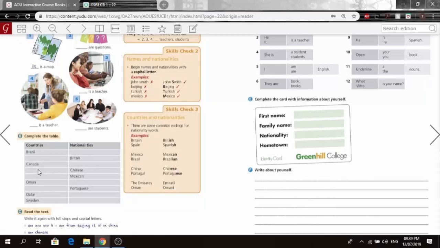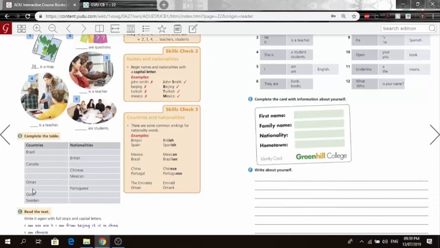Chinese, obviously the country is China. Mexican, the country is Mexico, and I bet you guys didn't know that in Mexico they speak Spanish too. Okay? It was just a good piece of information. Oman, the nationality is Omani, they use I.